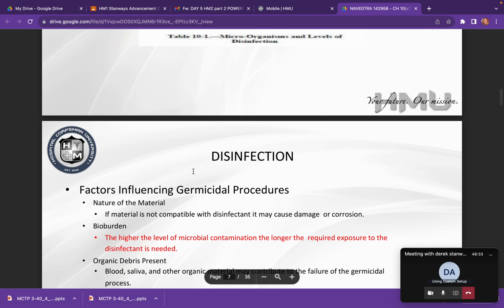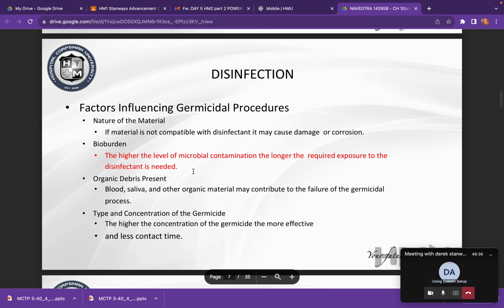So with disinfection, some factors influencing germicidal procedures are the nature of the material, organic bioburden. The higher the level of microbial contamination, the longer the required exposure to the disinfectant. So the more nastiness you have on there, the more bioburden, the longer and more intense you need the sterilization and decontamination process. Organic debris present, such as blood, saliva, other organic materials, tissues, may contribute to the failure of the germicidal process, and the type and concentration of the germicide. The higher the concentration of the germicide, the more effective and the less contact time.